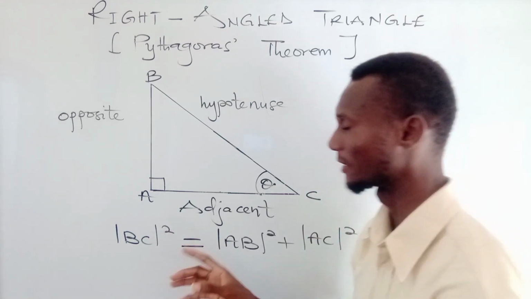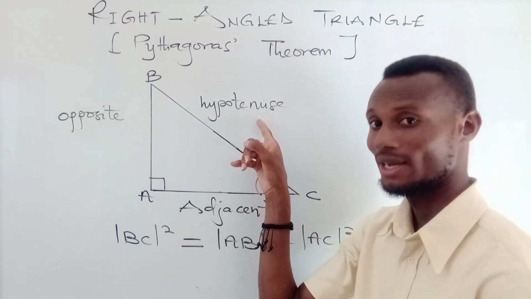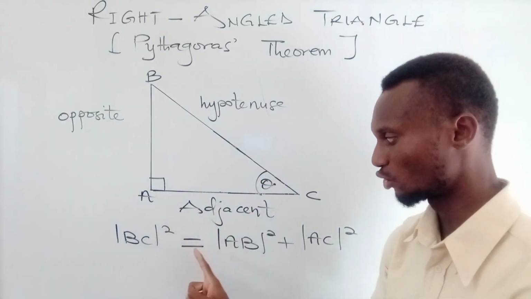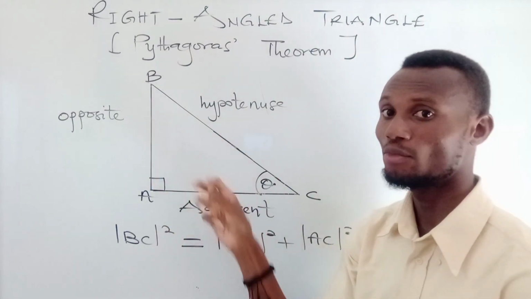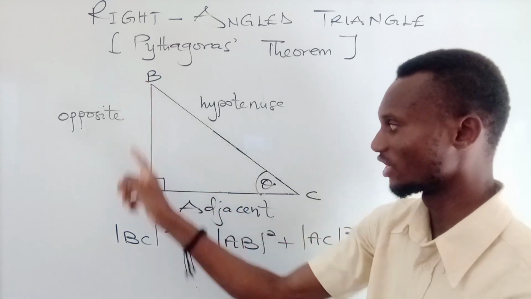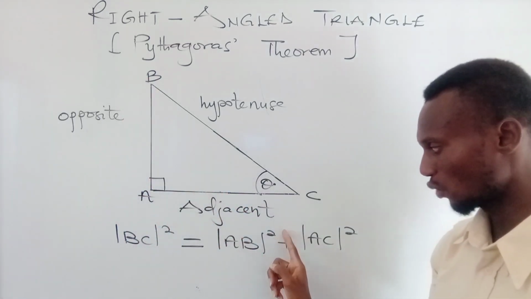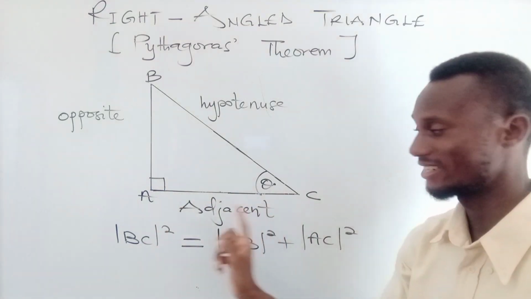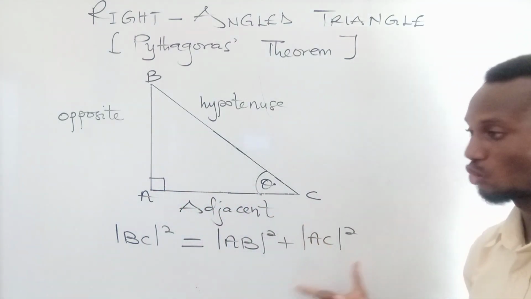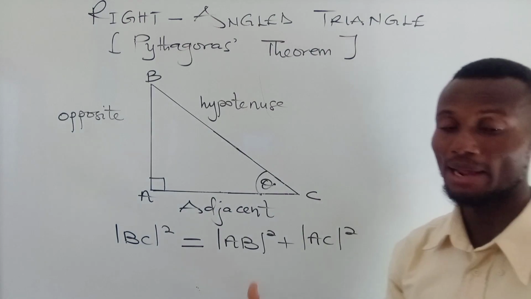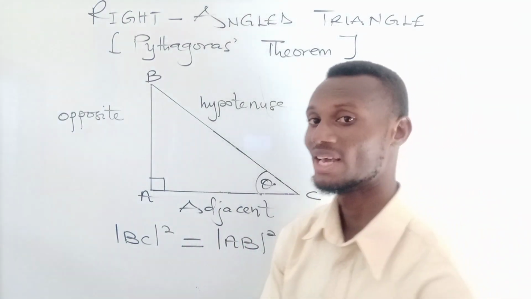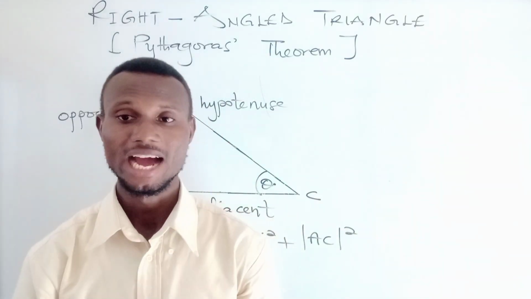It says that the square of the hypotenuse, which is the line BC, should be equal to the sum of the square of the opposite, which is line AB squared, plus the square of the adjacent, so line AC squared. So this is the Pythagoras theorem formula. I hope the explanation is clear enough up to this point.